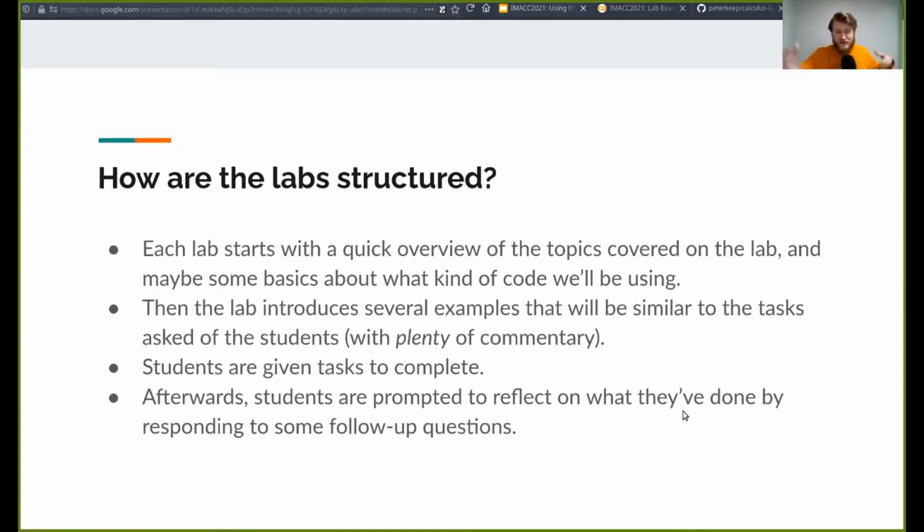Afterwards, after each thing that they do or each group of things that they do, I try and have some follow-up questions just to get them thinking about, what process did you actually complete? How does this connect to the class? Maybe think about their thinking, get a little bit of metacognition in there, stuff like that.